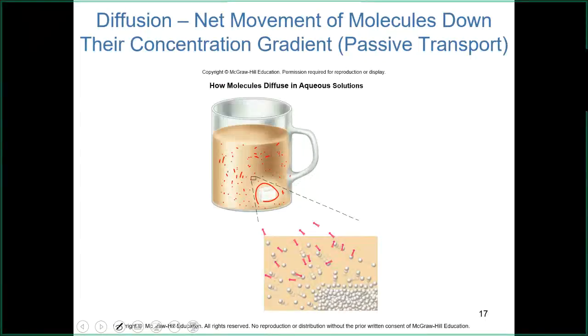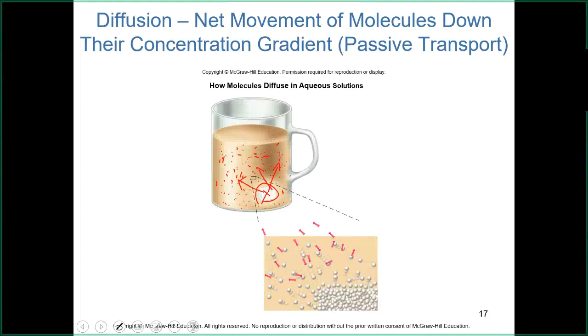But the point is that these molecules in this suspension, in this solution, have kinetic energy. They are moving. And it's that movement that causes the distribution of those substances. They're going from a region of high concentration here in the sugar cube out into regions of lower concentration. Right? And no energy is expended to make this happen. No ATP is spent. There's no carriers involved.